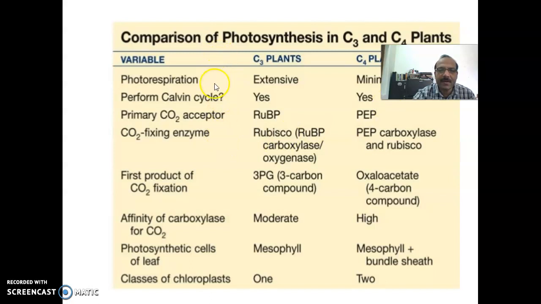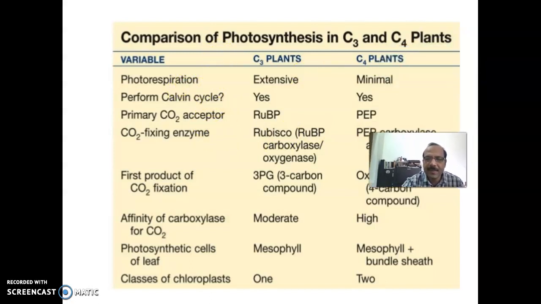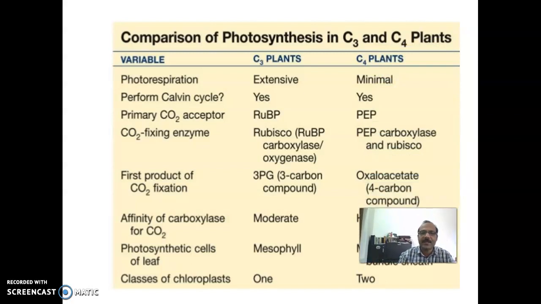First one, variable. In the case of variable, for example, photorespiration. You know what is photorespiration? Photorespiration എന്ന് പറയുന്നത് നോർമലി ഒരു C3 പ്ലാന്റിൽ ഡ്രൈ ആയിരിക്കുന്ന കണ്ടീഷനിൽ നടക്കുന്ന ഒരു ആൾട്ടർനേറ്റീവ് പാത്വേ ആണ്. So the photorespiration in the case of C3 plant is extensive, it happens well. But in the case of C4 plant, it is very minimum. അതുകൊണ്ടാണ് അവിടെ C4 ലേക്ക് പോയത്.